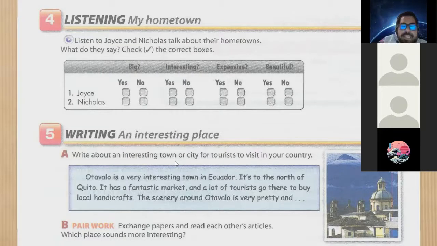Let's take a look at the example that is in here. It says, Otavalo is a very interesting town in Ecuador, all right? It's to the north of Quito. It has a fantastic market and a lot of tourists go there to buy local handicrafts. The scenery around Otavalo is very pretty. If you want, guys, you can do it simpler, okay? Podemos hacerlo más simple. Or if you want to write a lot, you can write a lot.